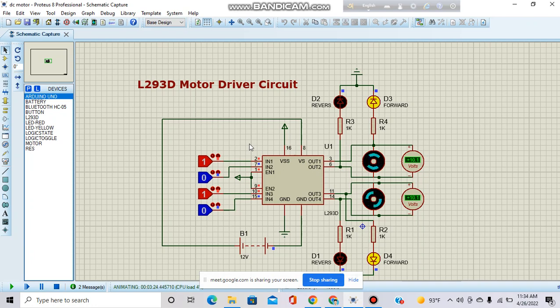Once again, we can see the directions of our motors, and both motors have positive 10 volts and both are running in interchanging directions.